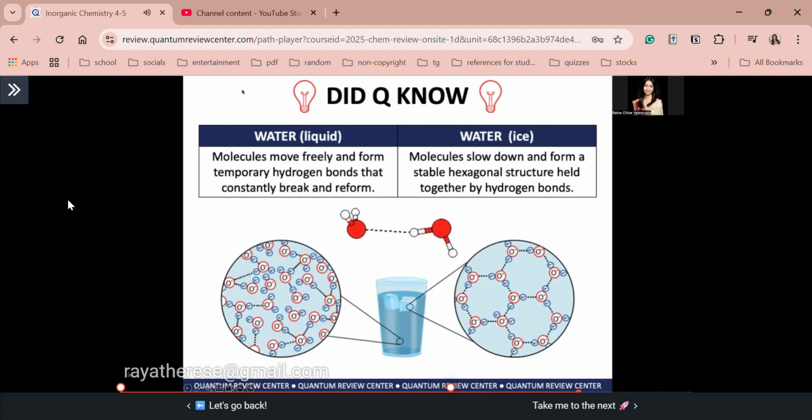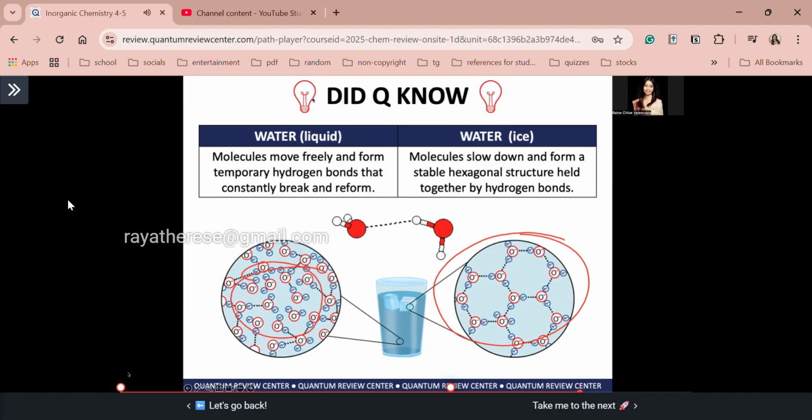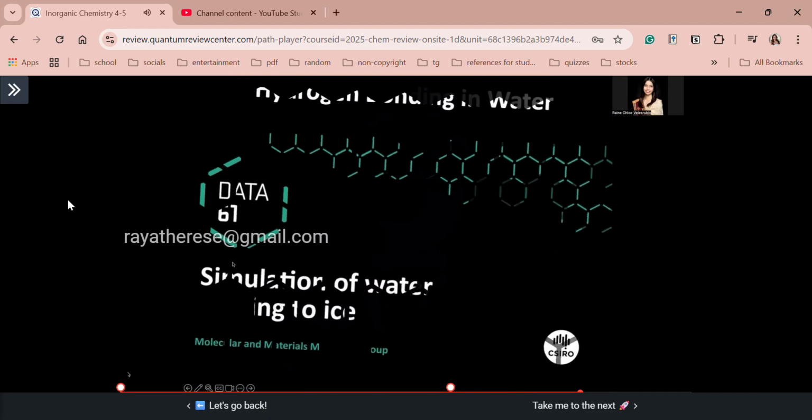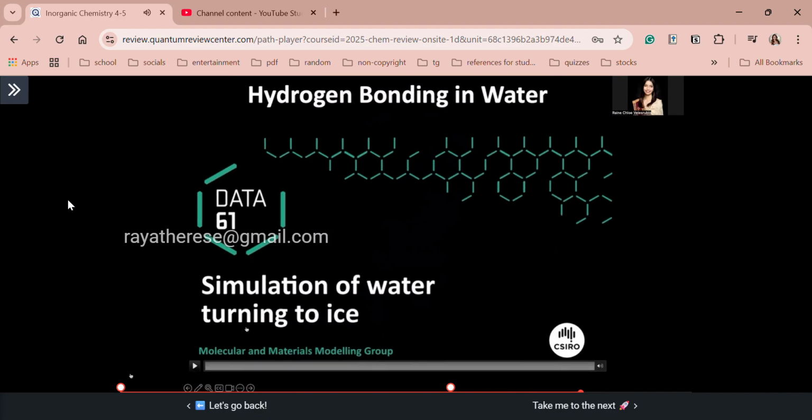So guys, mas ordered ito, diba? Ang water molecule when it is in its ice or solid form. Whereas in liquid form, the molecules of water move freely, and the hydrogen bonds temporarily break and reform constantly. Now, this simulation shows how water turns into ice and the intermolecular forces occurring between the water molecules.